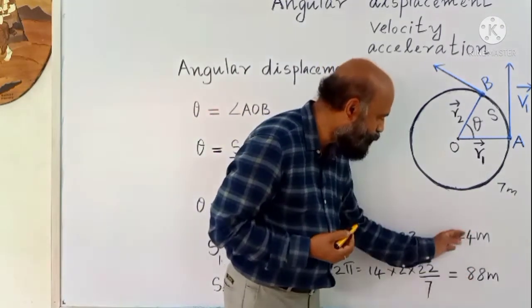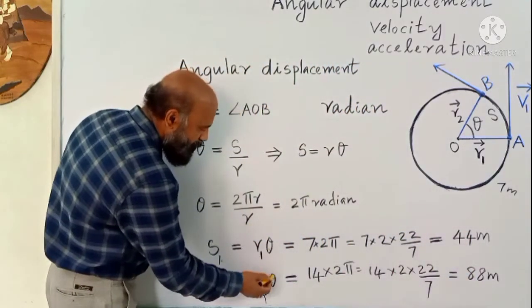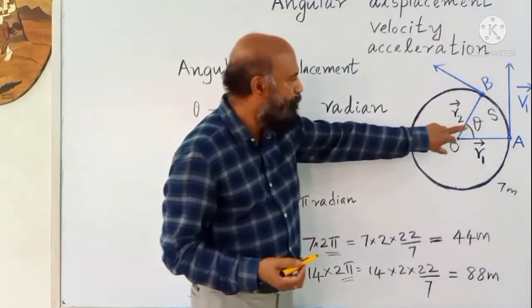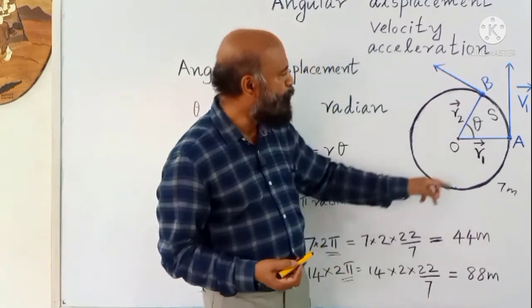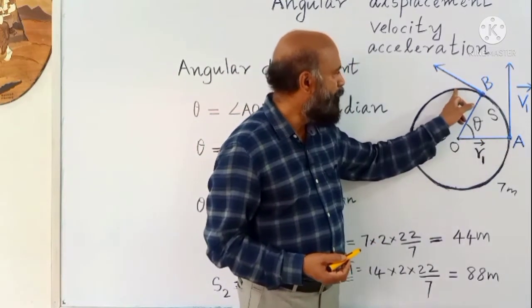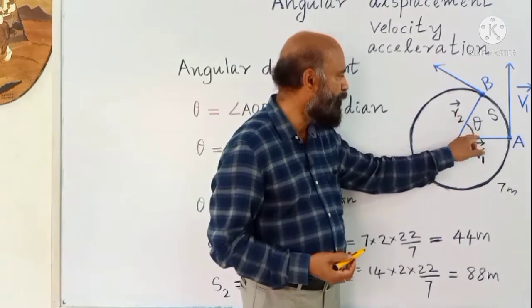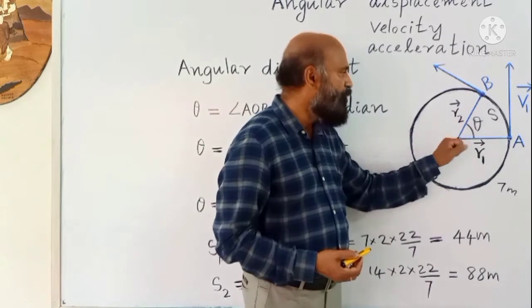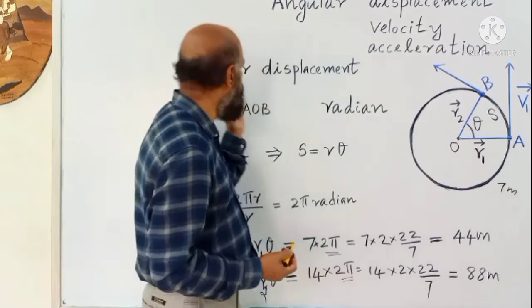So linear displacement is different, but angular displacement is the same, 2 pi, because the angle made at the center of the circle is 2 pi radian. Suppose a boy is going from here to here, then angular displacement is pi by 2 radians. Suppose he is going from here to here, it is pi radians. So the angle made at the center of the circle is what is called angular displacement.